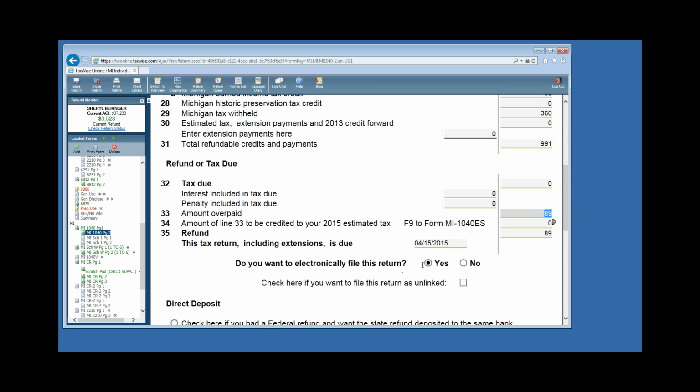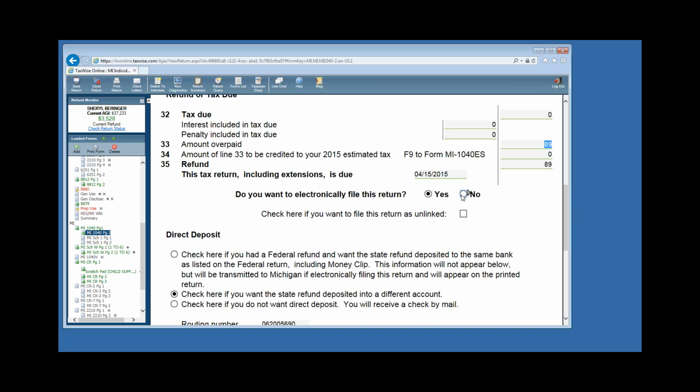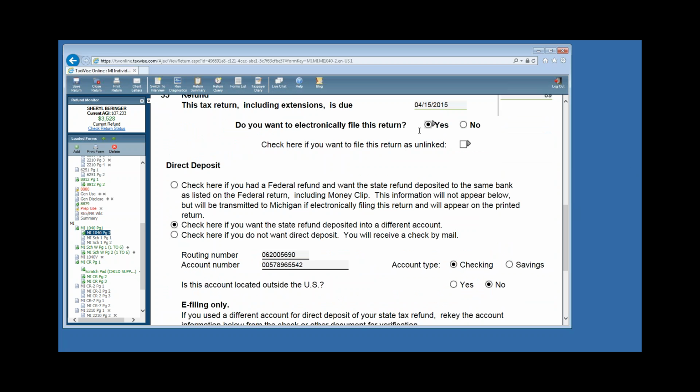We definitely want to electronically file the return. If somebody doesn't, you can always switch what this says, but typically people just want to electronically file. So that's it for the state return.